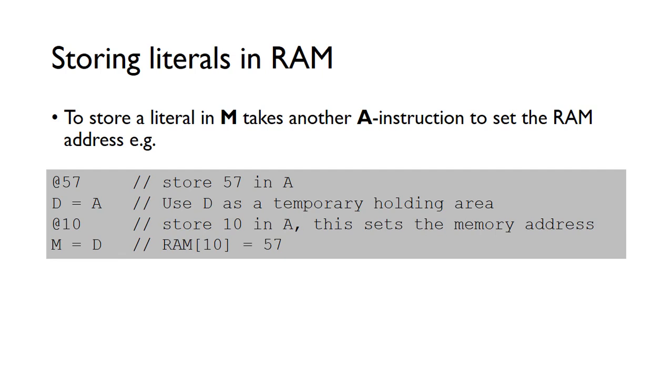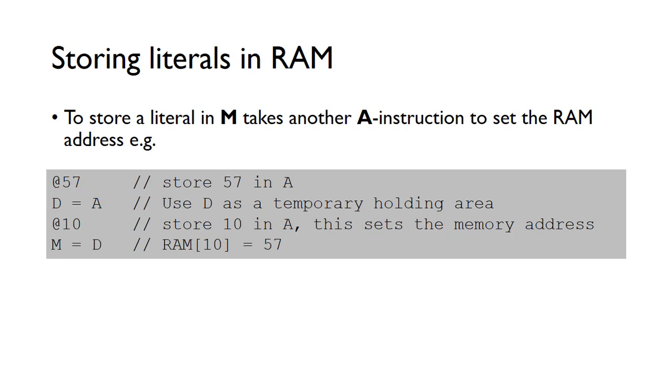Now, storing literals in RAM actually takes 4 instructions. First, the value we want to store, the literal, we need to put in A. So we're going to load 57 into A, and then we'll copy that to the D register. So we're basically using D again as a temporary buffer.